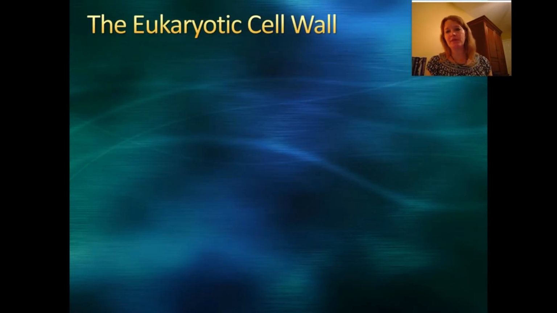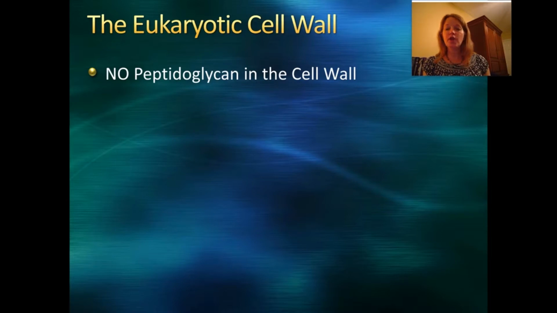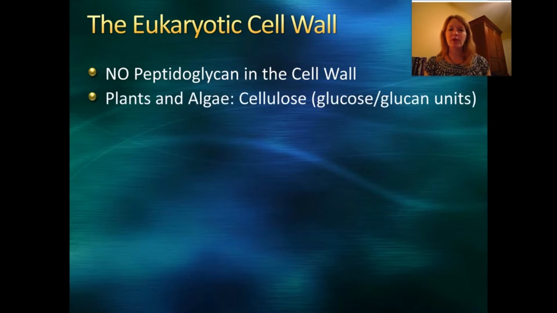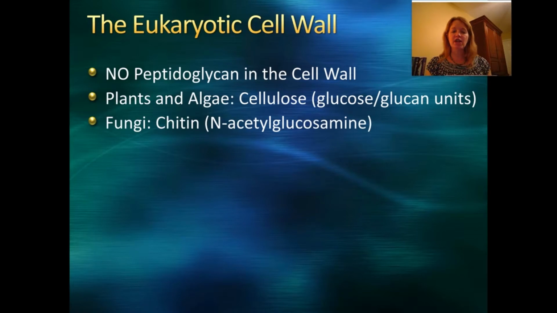Let's just talk briefly about the eukaryotic cell wall. There is no peptidoglycan in the cell wall. So eukaryotic cell walls are primarily composed of carbohydrates. So in plants and algae, that carbohydrate is cellulose. So it's repeating glucose or glucan units. Whereas in fungi, it's composed of chitin, which is an N-acetylglucosamine polymer. And so notice in both cases, it's carbohydrates. There is no peptide linkage. There's no peptido. There's just the glycan component.